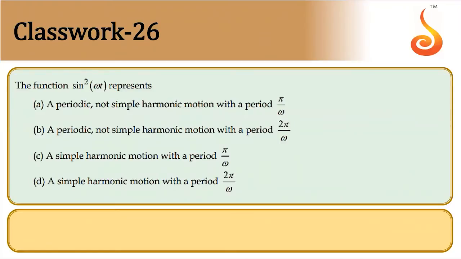The function sin square omega t represents: periodic, not simple harmonic motion with period pi by omega; periodic, not simple harmonic motion with period 2 pi by omega; simple harmonic motion with period pi by omega; simple harmonic motion with period 2 pi by omega.